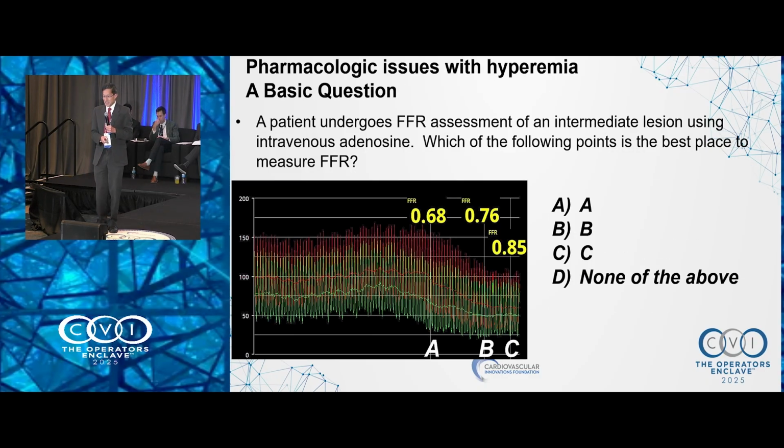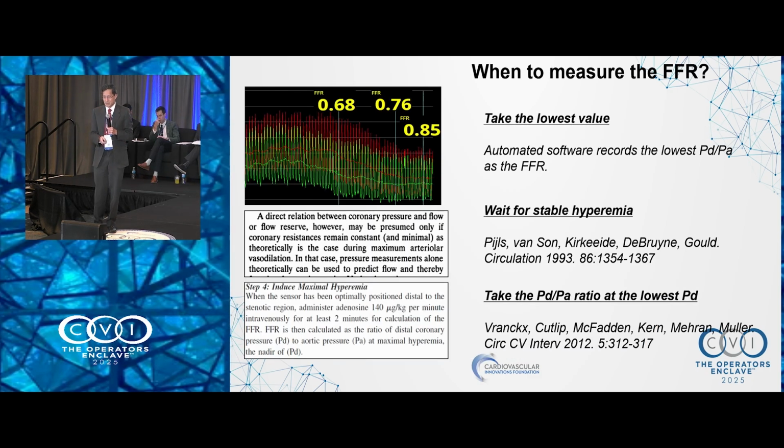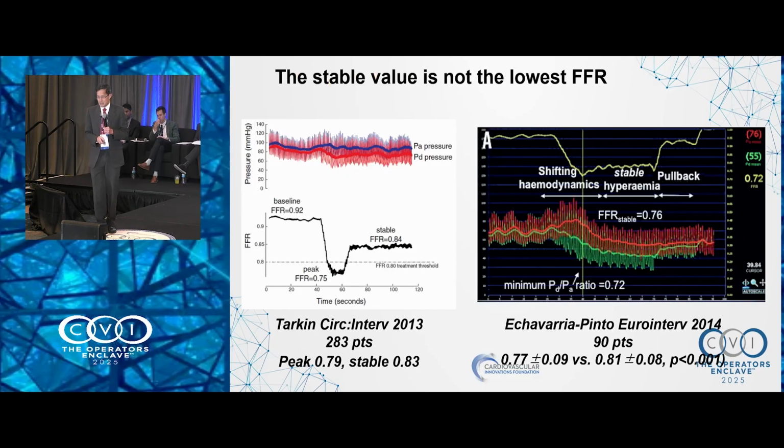What about pharmacologic issues with hyperemia? A basic question, one of my favorites, is where do you check the FFR? If you check it at point A, it's 0.68. If it's point B, it's 0.76. And if you wait for stable hyperemia, it's 0.85. For a long time, we didn't really know the answer to this. We actually had recommendations to do any one of these things. But this is actually kind of concerning, because the stable value is not always the lowest value of FFR.